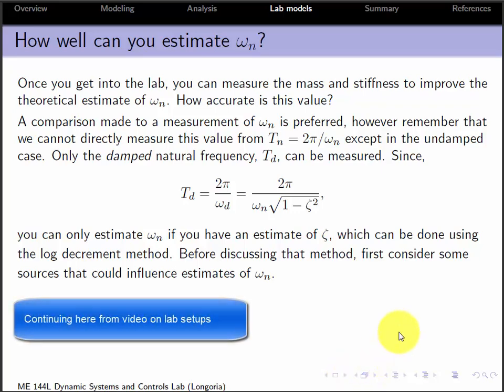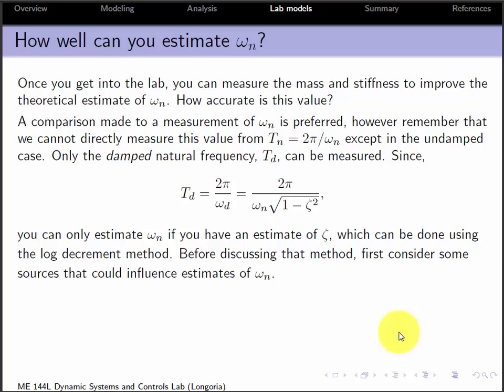Okay, so the question being, how well, given just those raw values, can you estimate the natural frequency? Once you get into the lab, you can actually measure the mass of the structure. You can even try to measure the stiffness: measure force and displacement, get an estimate of your stiffness directly, and get a little bit better estimate of omega n, and then try to assess how accurate the value is.